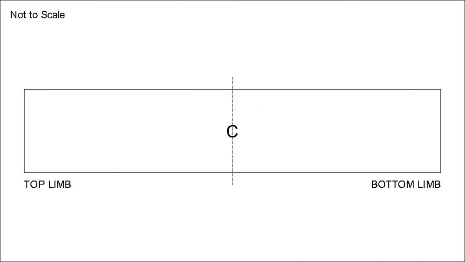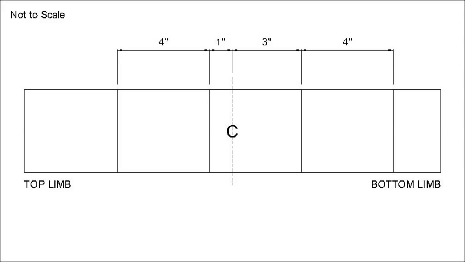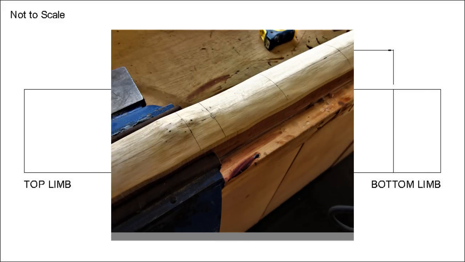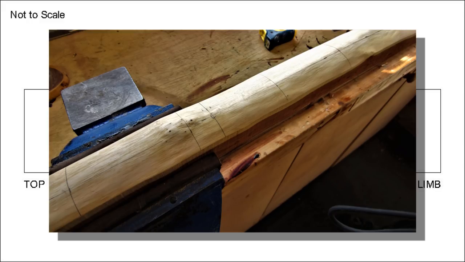This diagram represents the stave, with the centre between the limbs marked by the dotted line. The top limb I've oriented to the left of the screen, and the bottom limb to the right. From this centre line, I marked two lines, the first 1 inch above the centre, and the second 3 inches below the centre. From each of these, I marked a further line at a distance of 4 inches. Here's how that looked on the actual stave.